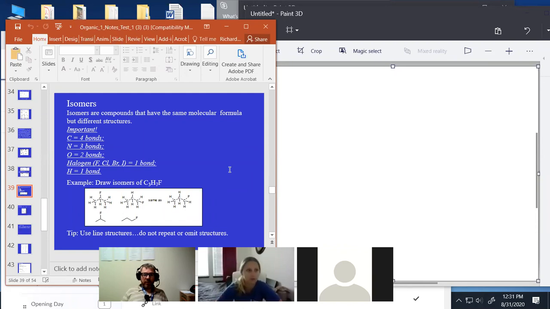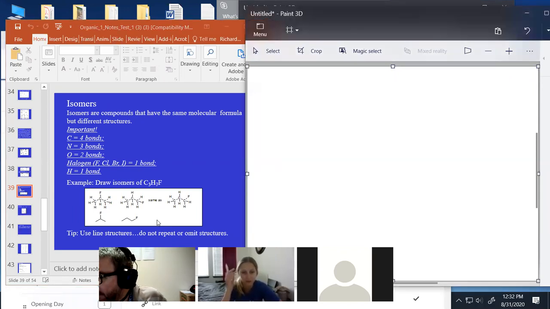And you'll notice if you look at the line structures, they're the ones down the bottom here. You can see how easily you can distinguish between them. We have one where we have the F coming off the middle carbon, and another one where the F is coming off the end. So we know that those are the only 2 structures we can draw, by the way. So a couple of things that we know. First of all, something like this.